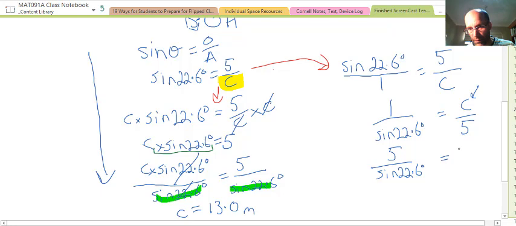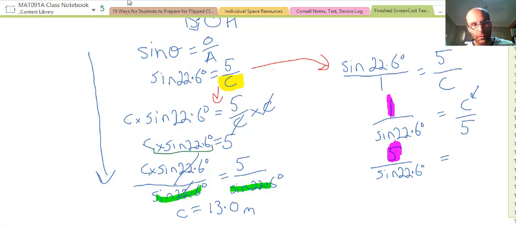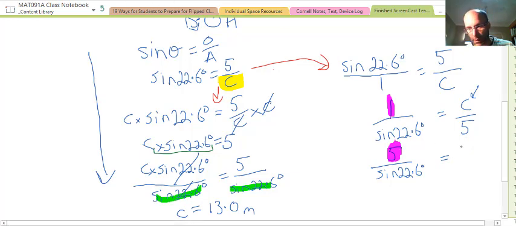I've just times that side by 5. Can you see that? When you times a fraction by a number, the numerator changes. So I've times that by 5, and I've got to times the right hand side also by 5. So we would have C over 5 times 5. So I've times both sides by 5, they will cancel out. So we have C is 5 divided by sine 22.6, and that's exactly what we had before.